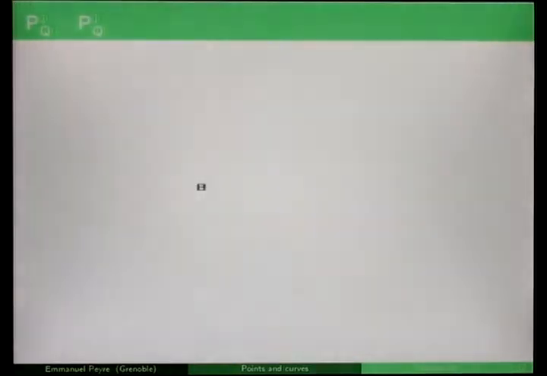Do I have another example? Yeah, but what's wrong? And then the computer crashed.